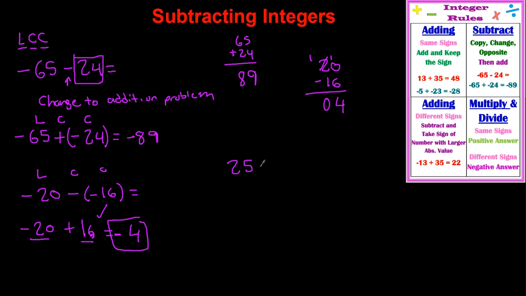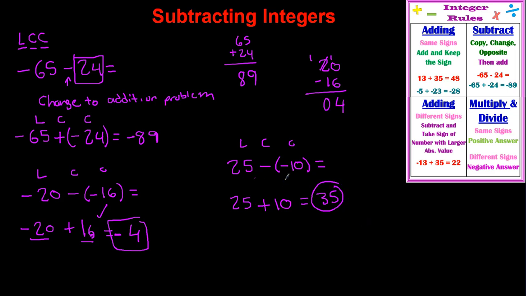25 minus negative 10. We'll actually try two more. Once again, leave, change, change. Leave the first term, change the subtraction to addition, and then this is a negative 10, so I have to change it to positive 10. Now signs are the same, so I can just add regularly. 25 plus 10 is equal to 35.